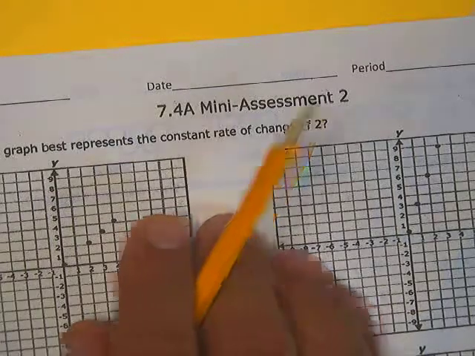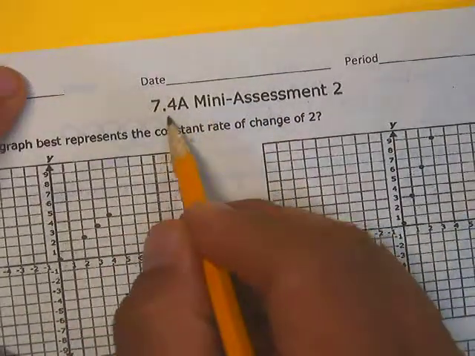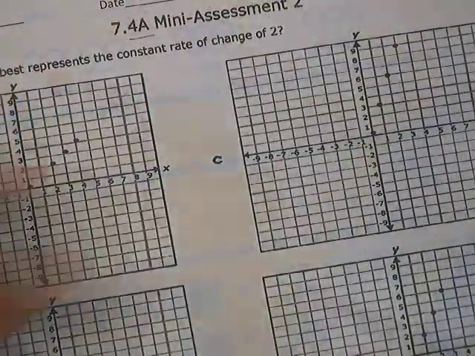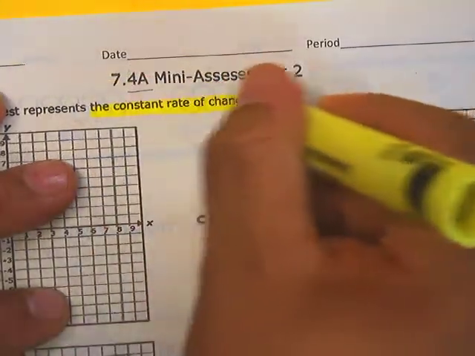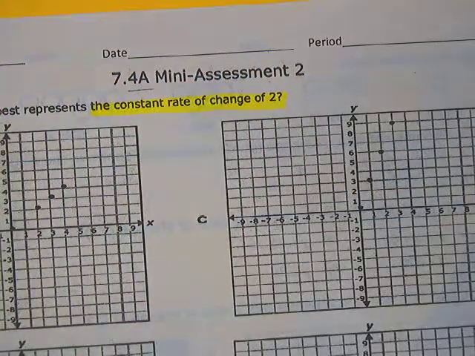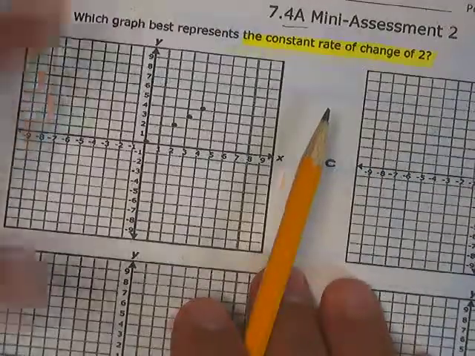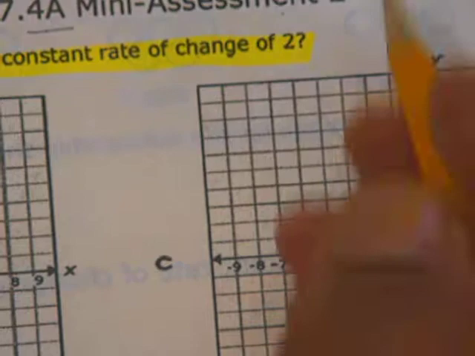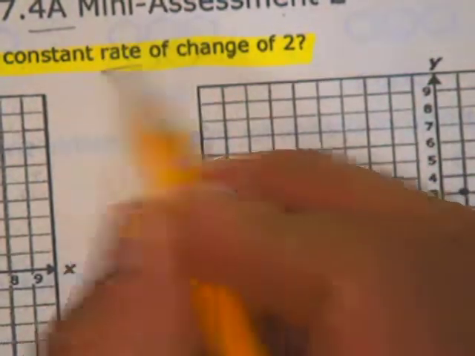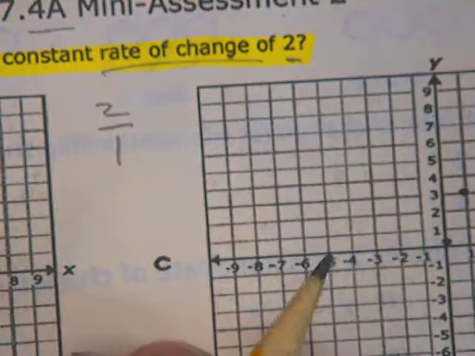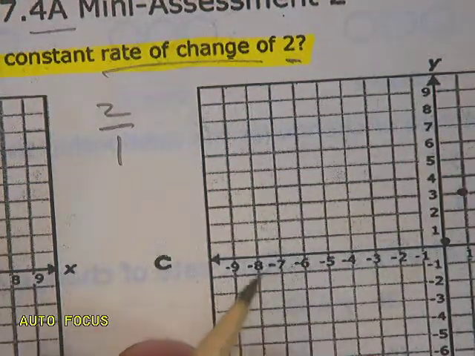Topic, the TEAC 7.48. We're talking about constant rate of change. Sorry, that's my train of thought there. Constant rate of change. Okay. So we want a constant rate of change of 2. All you have to do is look at the graphs. Which one is going by 2? In other words, your rate of change has to be 2 or 2 over 1. So think, which one has a constant rate of 2 over 1?